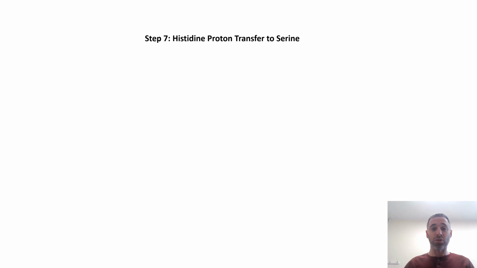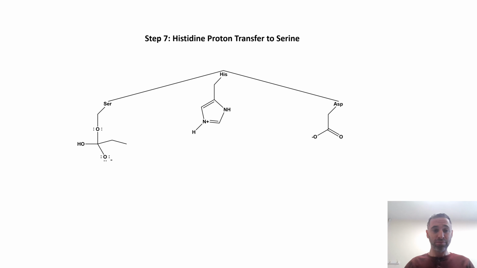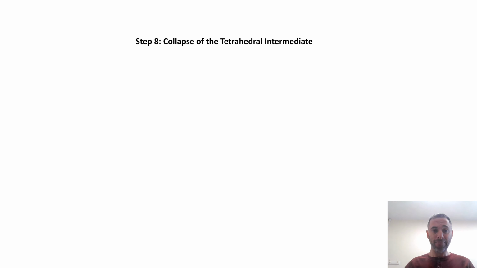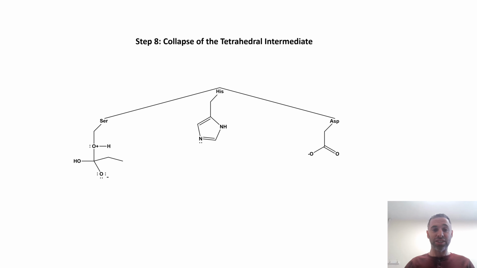We'll then have a histidine proton transfer to serine. Serine will grab the hydrogen off of histidine. Electrons will collapse on the nitrogen as a lone pair. And lastly, the tetrahedral intermediate will collapse to release propionylic acid.